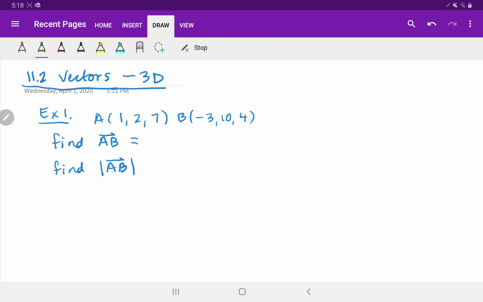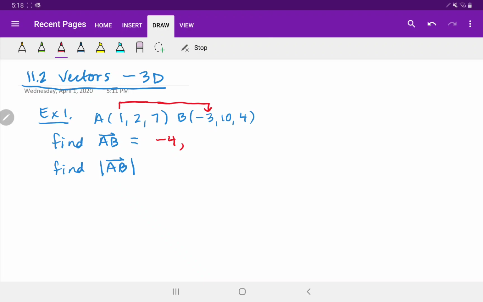Okay. So find AB. So how do you do that? Do you remember? The way I think of it is how do you get there? So how do I get from 1 to -3? I need to go down 4.